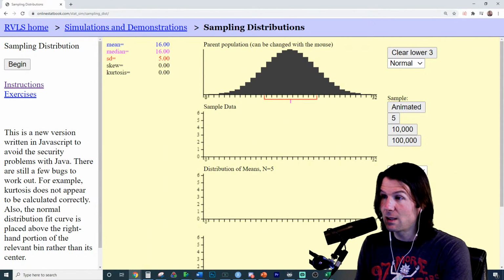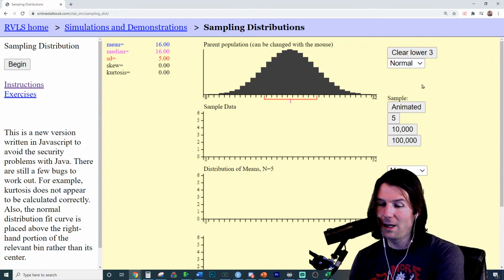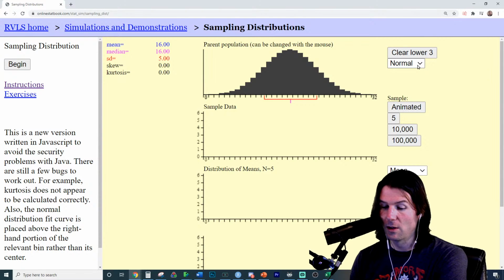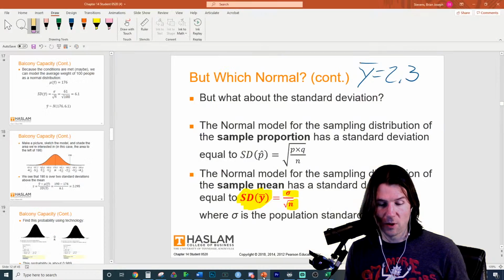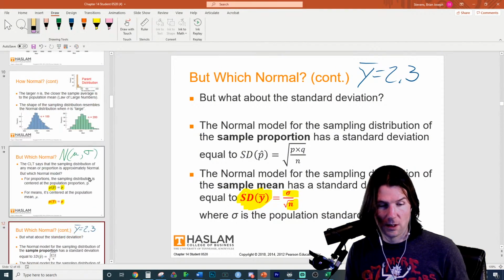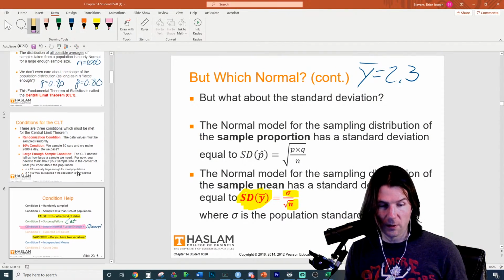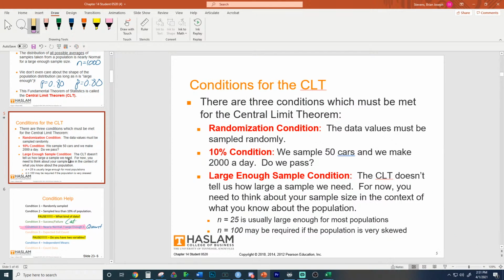So we need to meet the conditions. So let's see if we meet the condition with the following. The nearly normal condition, and we've got some notes from class today, so let's show those. Here are the rules for the nearly normal condition. It's summarized here. It says right here, 25 is usually large enough for most populations, 100 for very skewed.